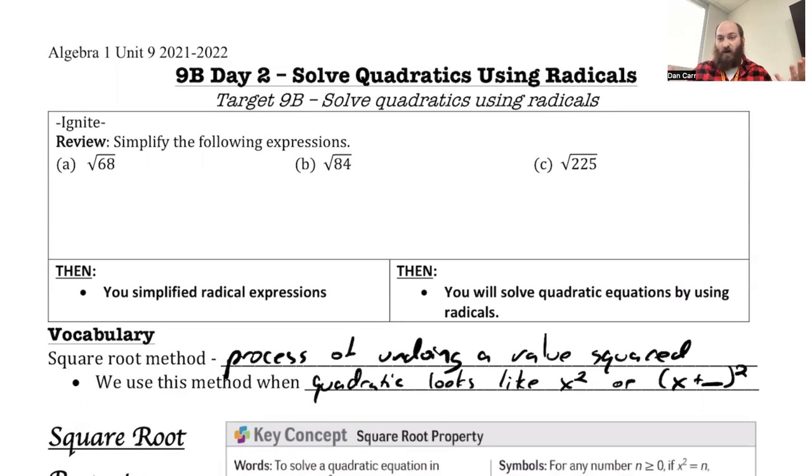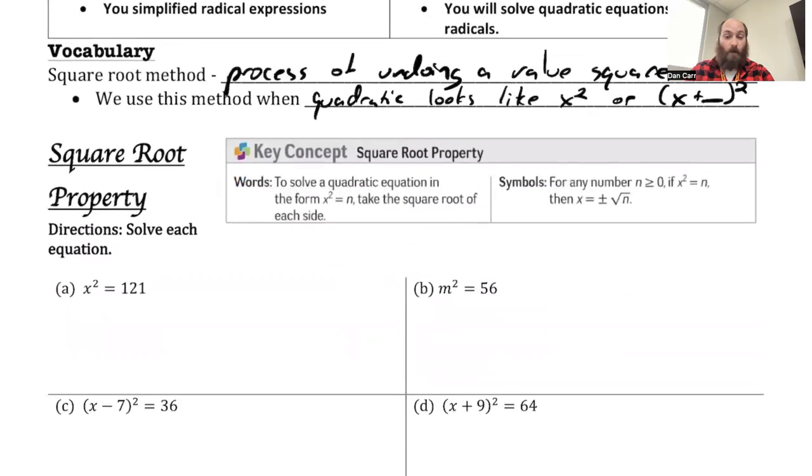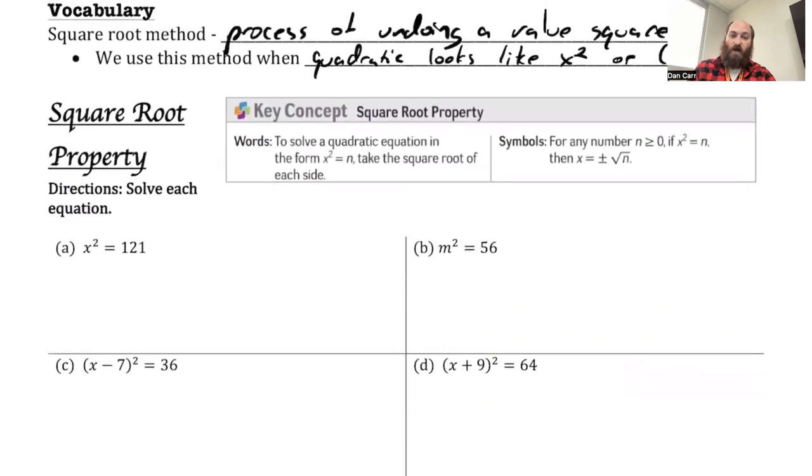There's no standard form like x squared plus 5x plus 10. The 5x means we cannot do the square root method. The reason the square root method works is what's called the square root property. To solve a quadratic equation in the form x squared equals n, we simply take the square root of both sides. If x squared equals n, we take the square root here and the square root here, and we end up with this.